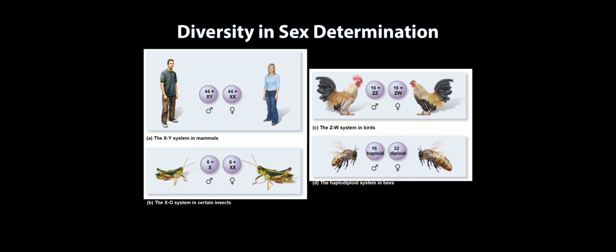And then in insects, there are two systems to talk about. The first is the XO system in some insects, where they have a single X chromosome or two X chromosomes. So females, like mammals, have two X chromosomes, but the male is essentially XO. Whereas in honeybees, for example, there's the haplodiploid system, in which case the males are haploid and the females are diploid. Pretty cool.